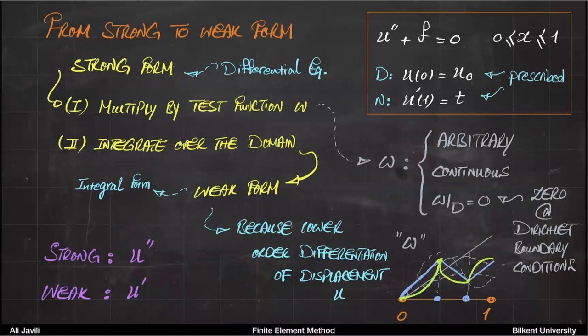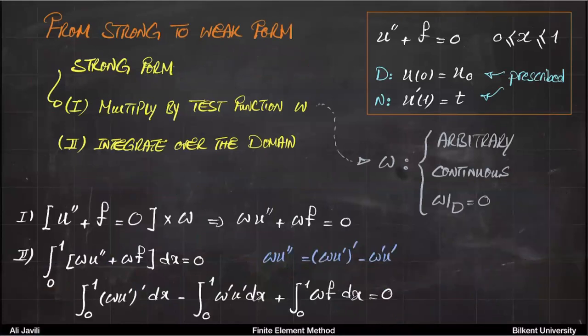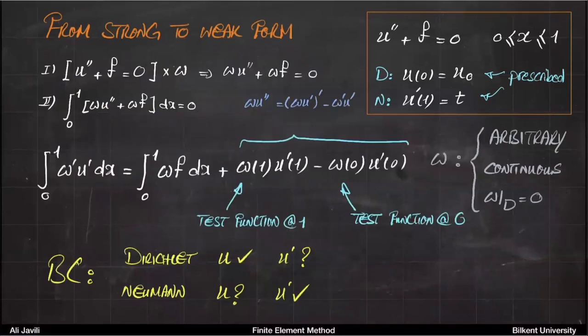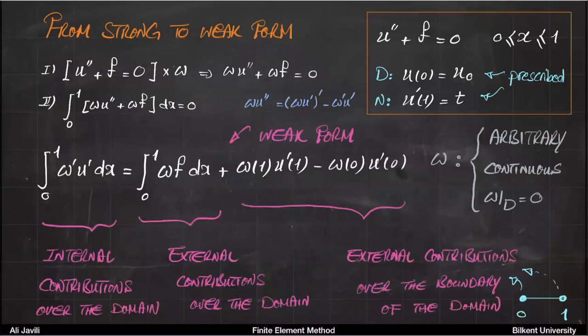Then we explained that in order to derive the weak form, you have two steps. You need to multiply by a test function and then integrate over the domain. And we showed that if you do those two steps, you get the weak form, which would look like this.